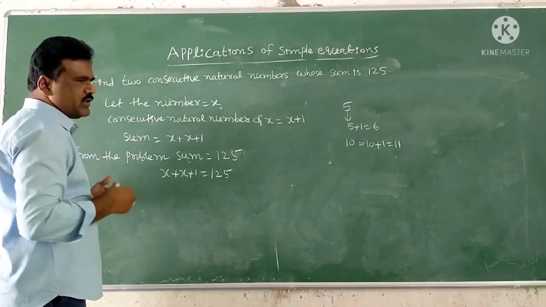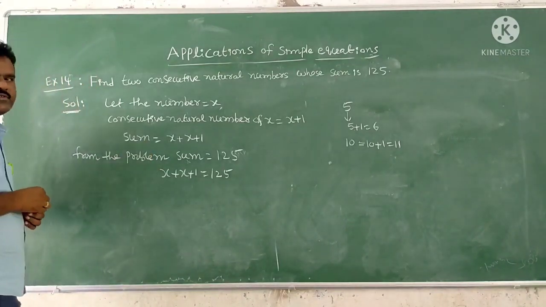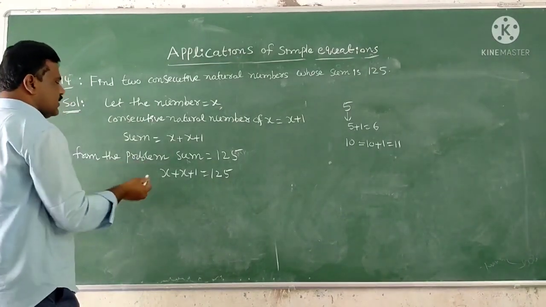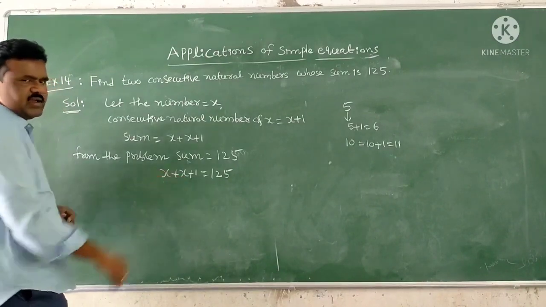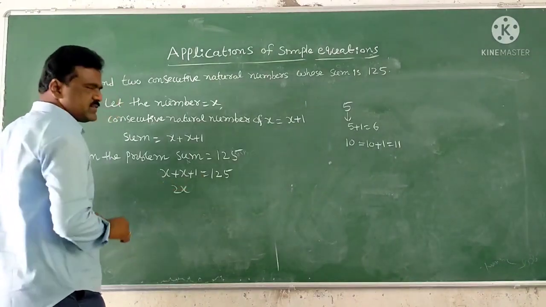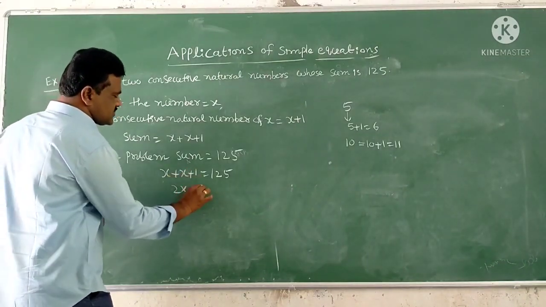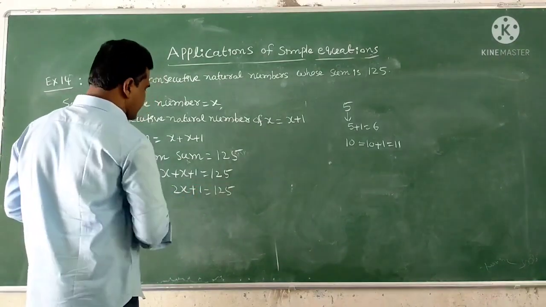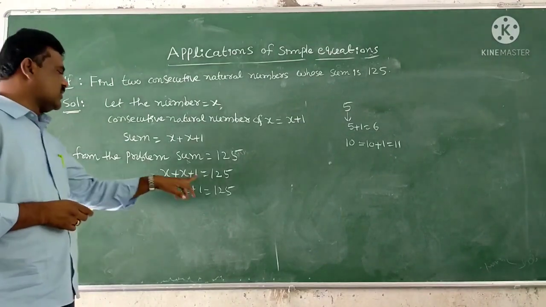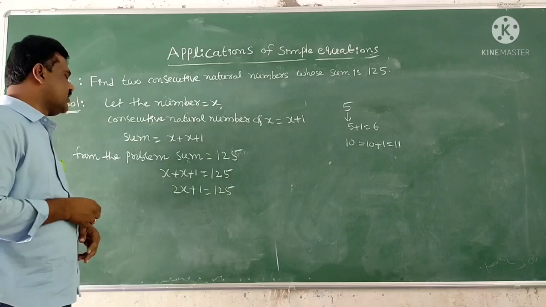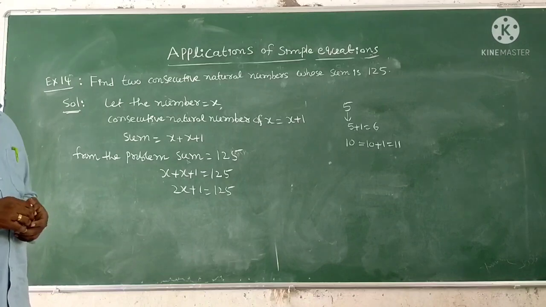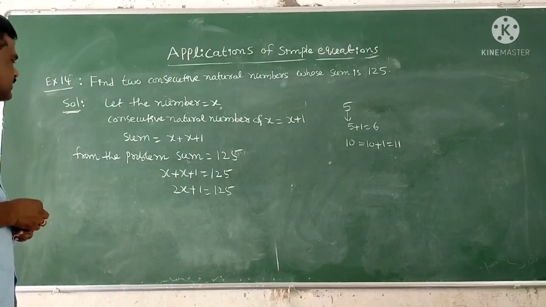Now, solve the equation. Next step is solve the equation. So, here, adding the like terms. x plus x is equal to 2x. So 2x plus 1 is equal to 125. This is the equation. Next, we have to solve the equation.